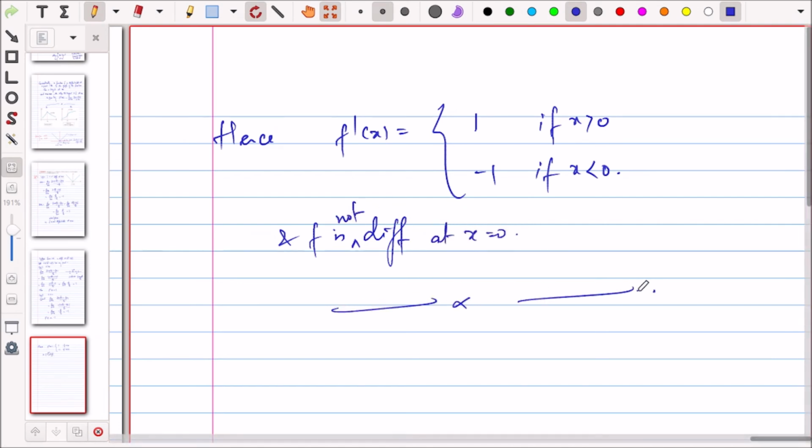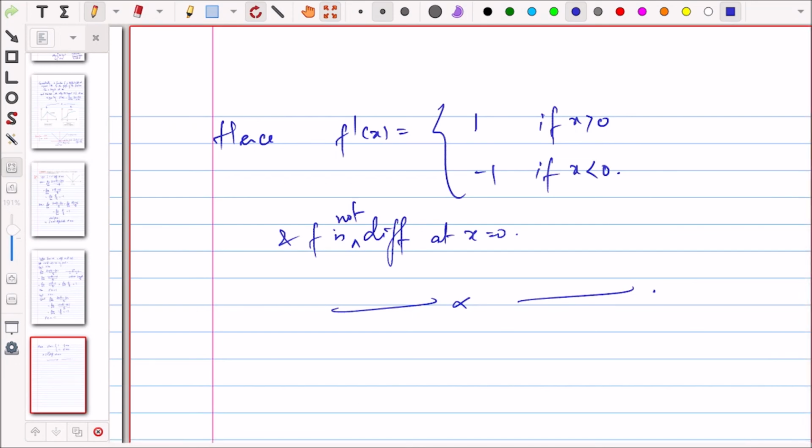So this is all about f of x equal to mod x. Fine everyone? Is it fine? Yes, sir. Okay, so this much is enough for today.